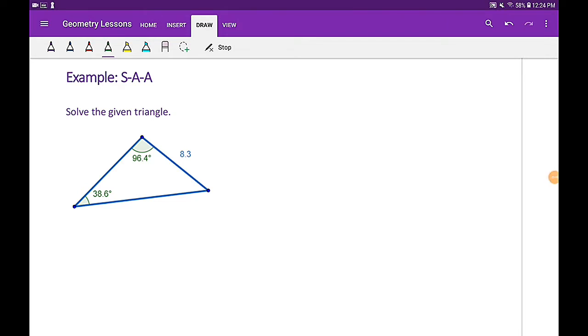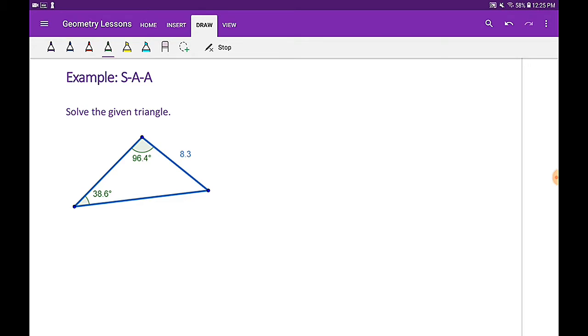Let's do an example that gives us an SAA scenario, where we're given a side and the two angles that do not include the side. In this case, you're just asked to solve the given triangle. The triangle is already drawn for us, so all we have to do is name the parts of this triangle.